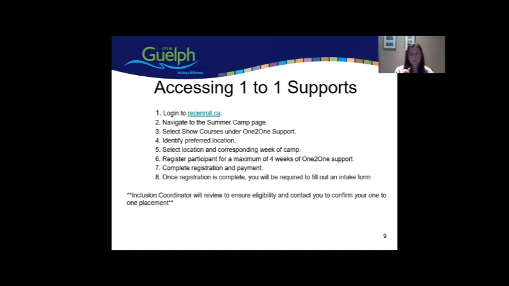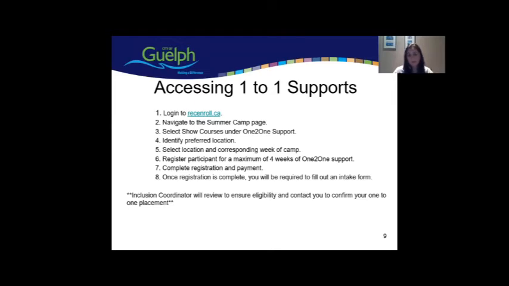On that summer camp page, you'll see every week, 1 to 9, has a one-to-one support code that you're going to click on. You first identify the week that you're looking to register for. After that, you'll be prompted to enter your preferred location, and it will have a listing of all of the camps. You then select the camp that you want to send your child to. You can then register week by week, again with a maximum of 4 weeks of one-to-one support. You're going to complete the registration and payment.